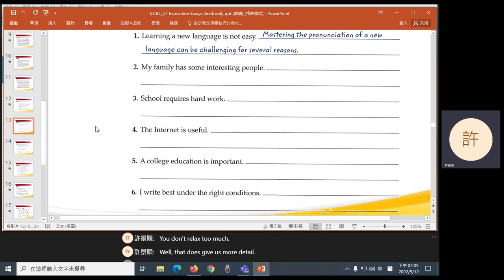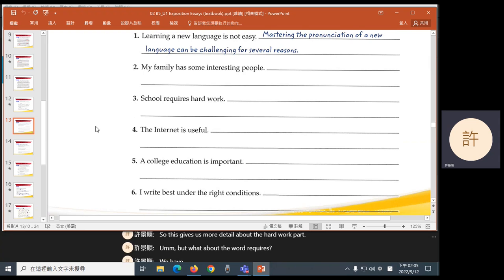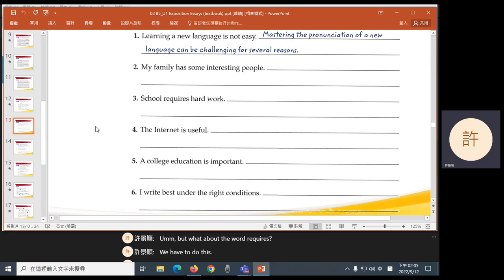So for question three, instead of school requires hard work, at school, you need to work hard, pay attention, listen, so you don't relax too much. So this gives us more detail about the hard work part. But what about the word requires? We have to do this. Maybe we can add something to explain why we have to do this.